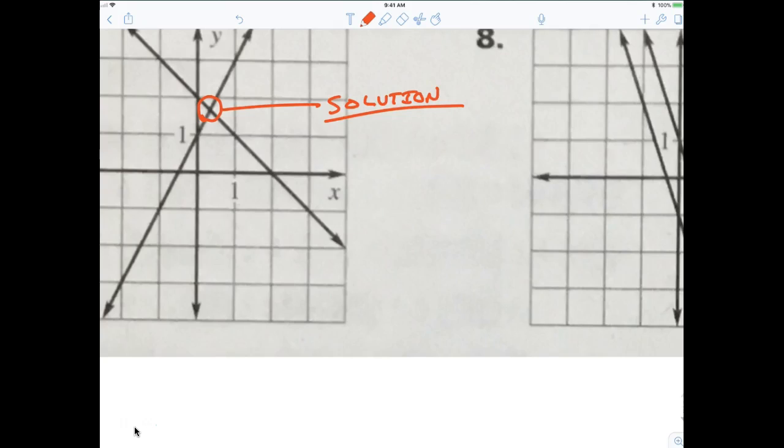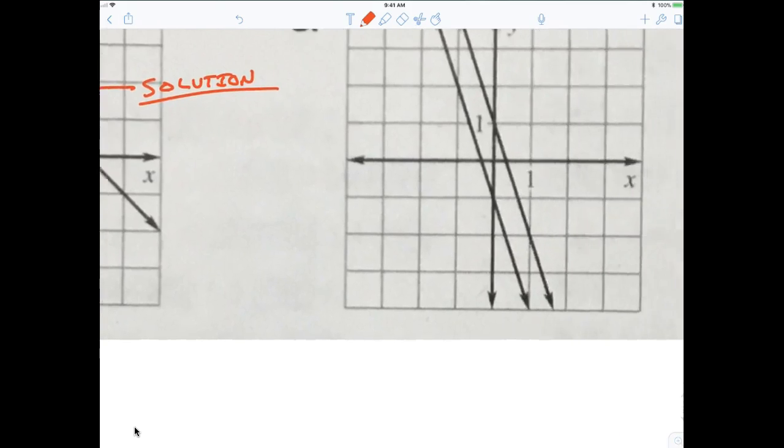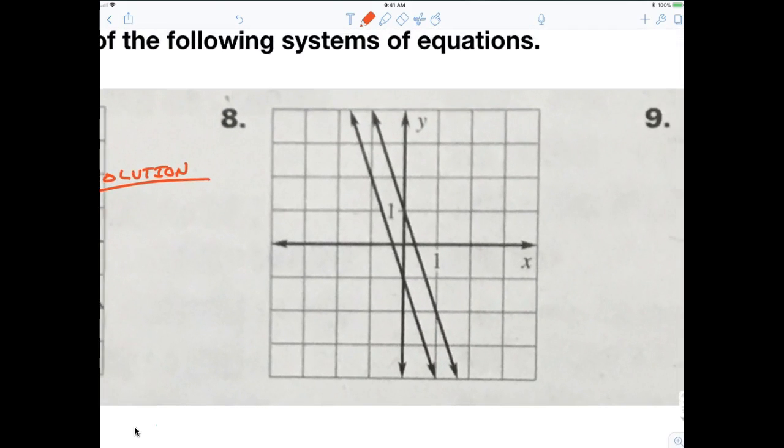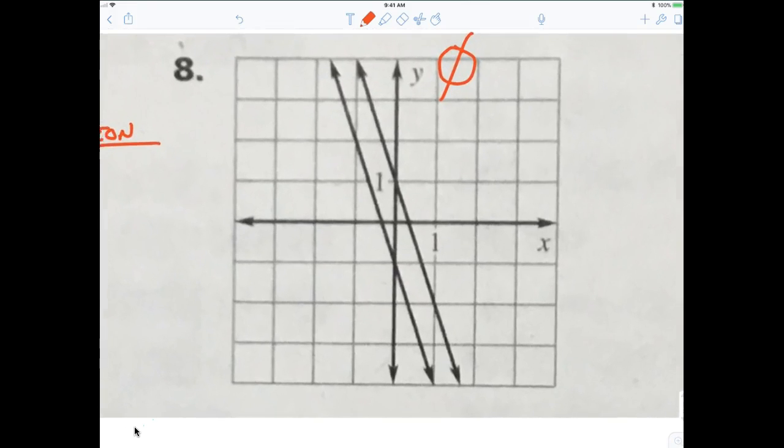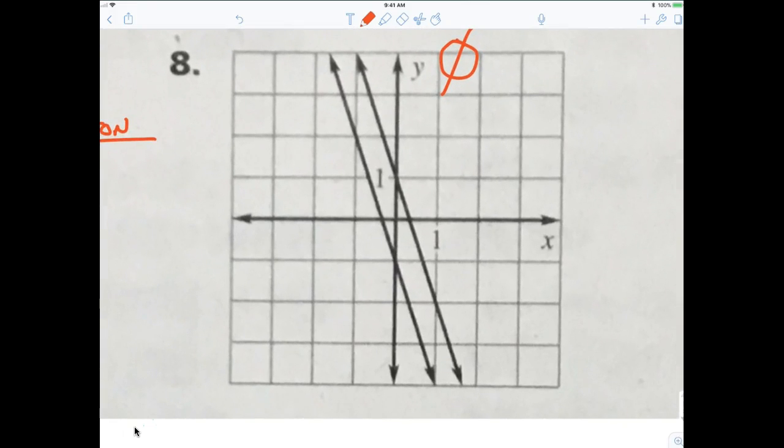Did anybody see that? The solution is the point of intersection. So, number 8, what are those lines called? So, what is the solution? There is no solution. That is exactly correct. So, this right here, we would say, has no solution. I don't understand how to repeat the solution. Show me where they intersect. Oh, the lines, yes. All right. Is everybody happy with that now?